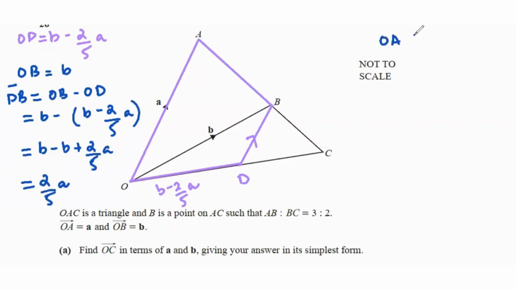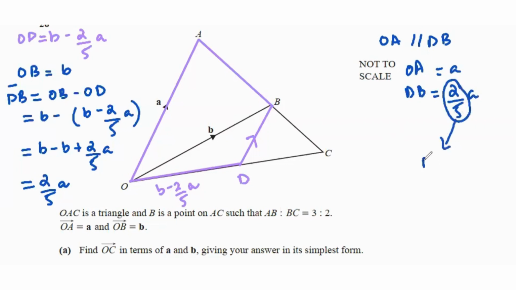Now for OA to be parallel to DB, DB has to be a multiple of the same core vector, which is vector A. So OA is A and DB we found to be 2/5 of A. As you can see, we have a multiplier of 2/5, which means that yes, they are parallel, because DB is equal to 2/5 of OA. So that's how we show that OABD is a trapezium.